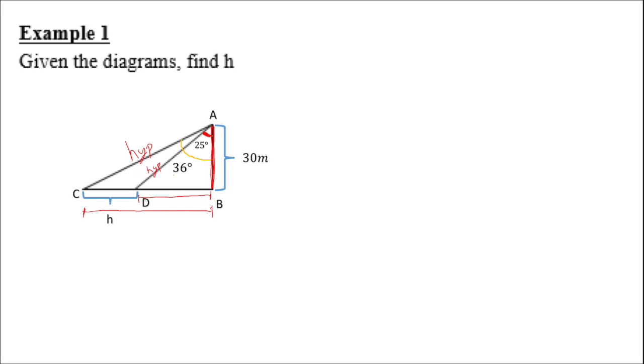Okay, so what's the best plan of attack? It is to find these values right here, the opposite sides, and then subtract them to find my h value. So for triangle ABC, that's the bigger one, by the way. Let's clear markings. That's ABC. What's my angle? My angle is 36 degrees. What's my adjacent? It's 30. And my opposite is BC.